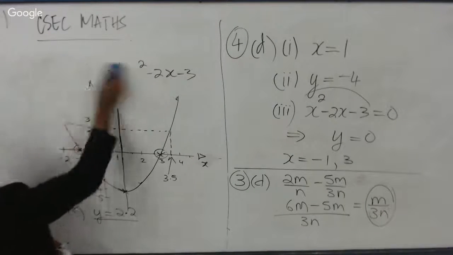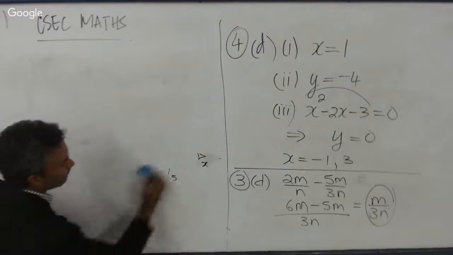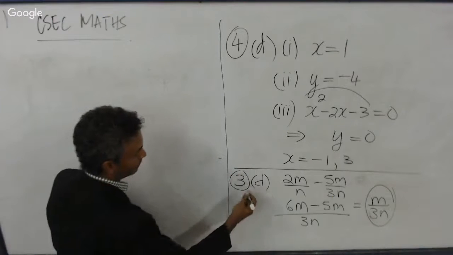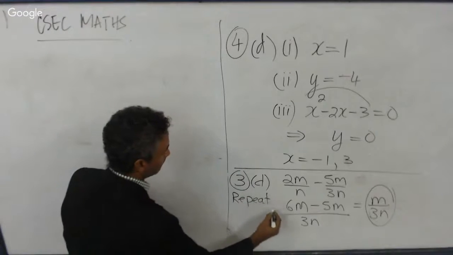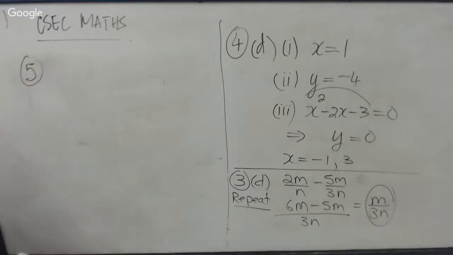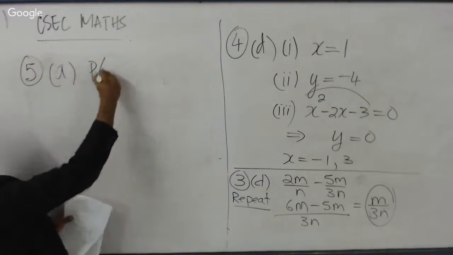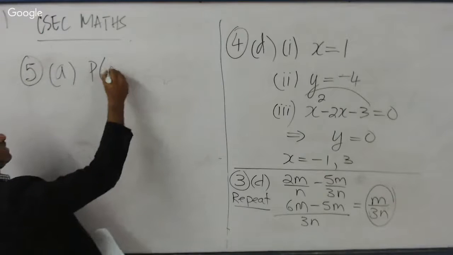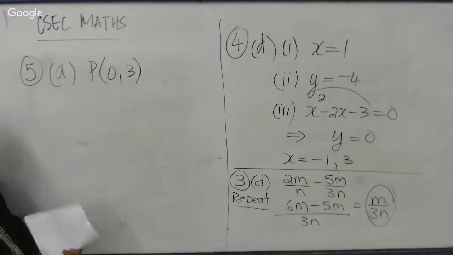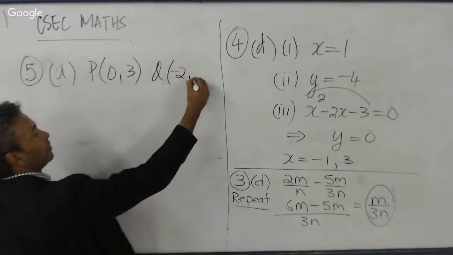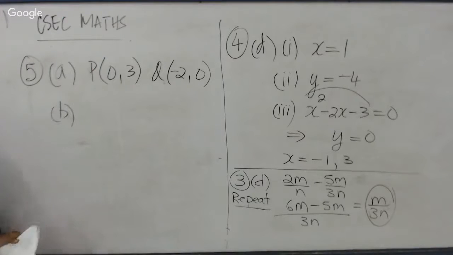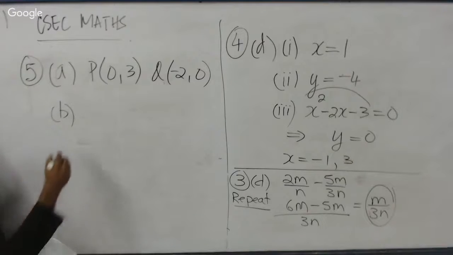Question 5. The diagram shows a graph of a straight line that passes through P and passes through Q. A. P: careful, it's on the y-axis, so the coordinates are 0, 3. Q is on the x-axis, so -2, 0.